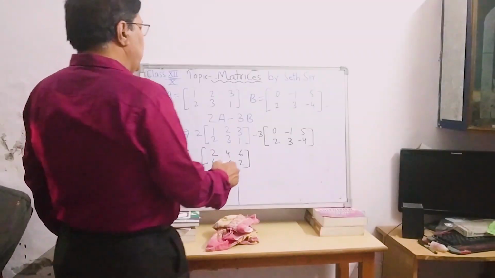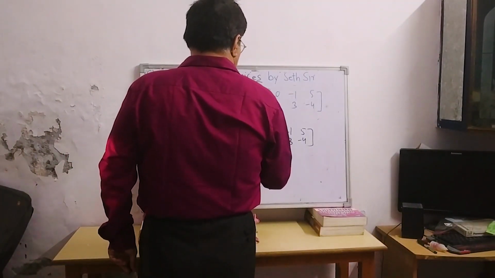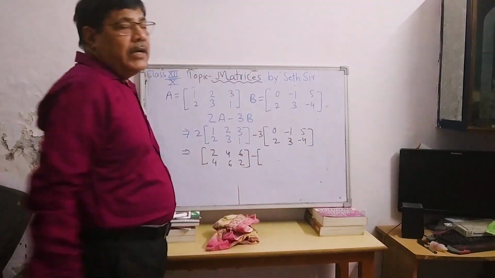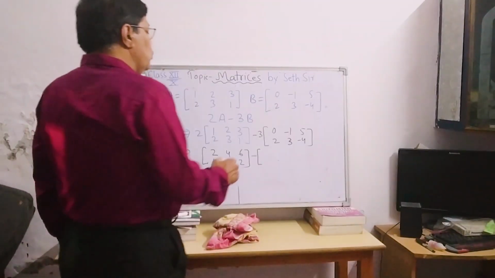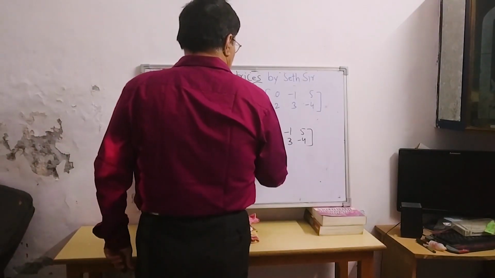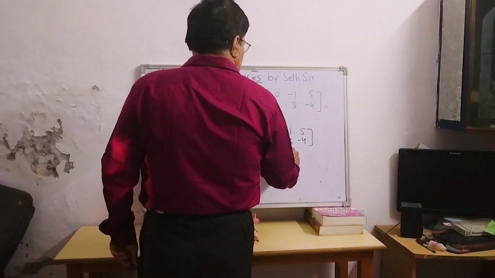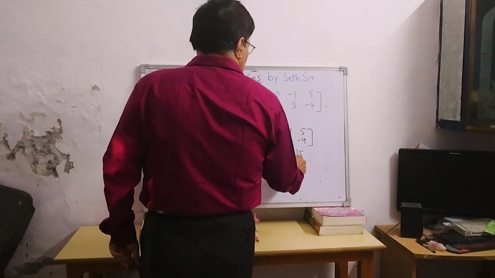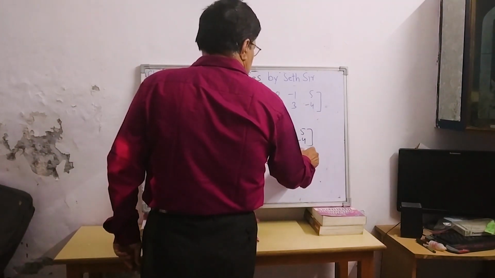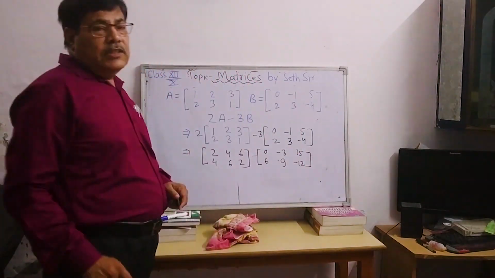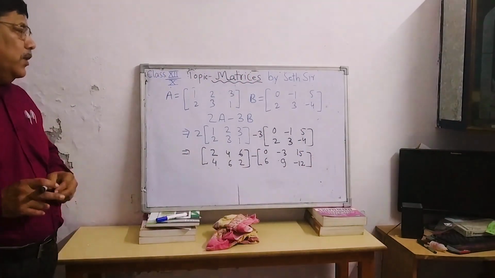Now put a minus sign here. Multiply each term by 3. So what will come? 3 into 0, 0. 3 into 5, 15. 3 into 2, 6. 3 3s are 9. And this is minus 12. Clear?